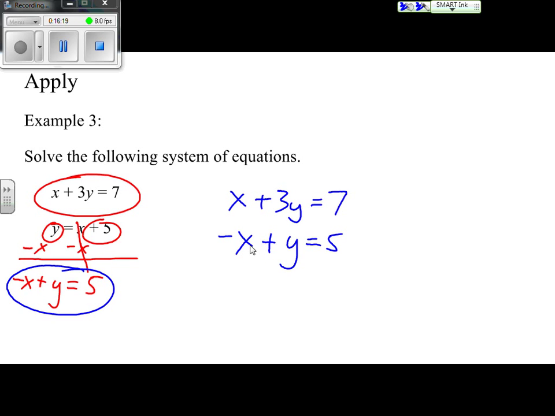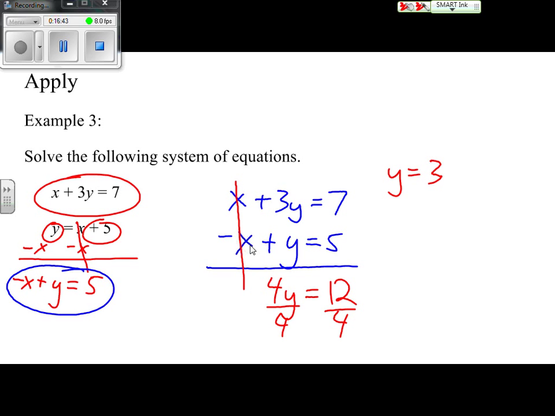And now we should notice that if I add these things together, these x's will cancel out because I've got a positive x and a negative x, and when you add those together, they cancel. When I add together my 3y and my y, I end up with 4y, and the 7 plus 5 gets me a 12. Divide both sides by 4, and I get y is equal to 3.